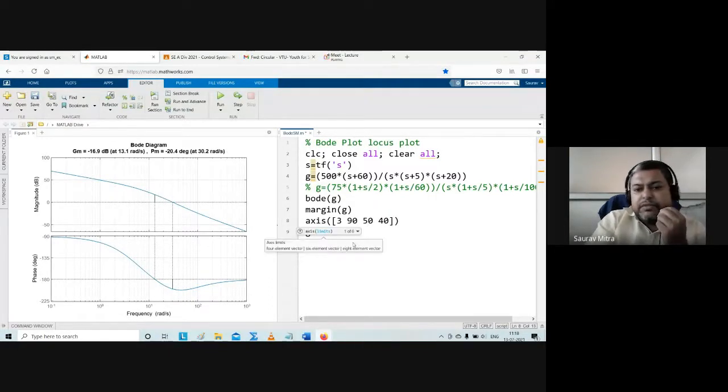So I'm plotting from 3 to 90. So 3 is coming. So this is 1, 2, 3. So 3 is coming somewhere here. Okay, so I'm plotting from 50 and 90. So this is 200. So here the amplitude is around minus 20. So keep it minus 40.